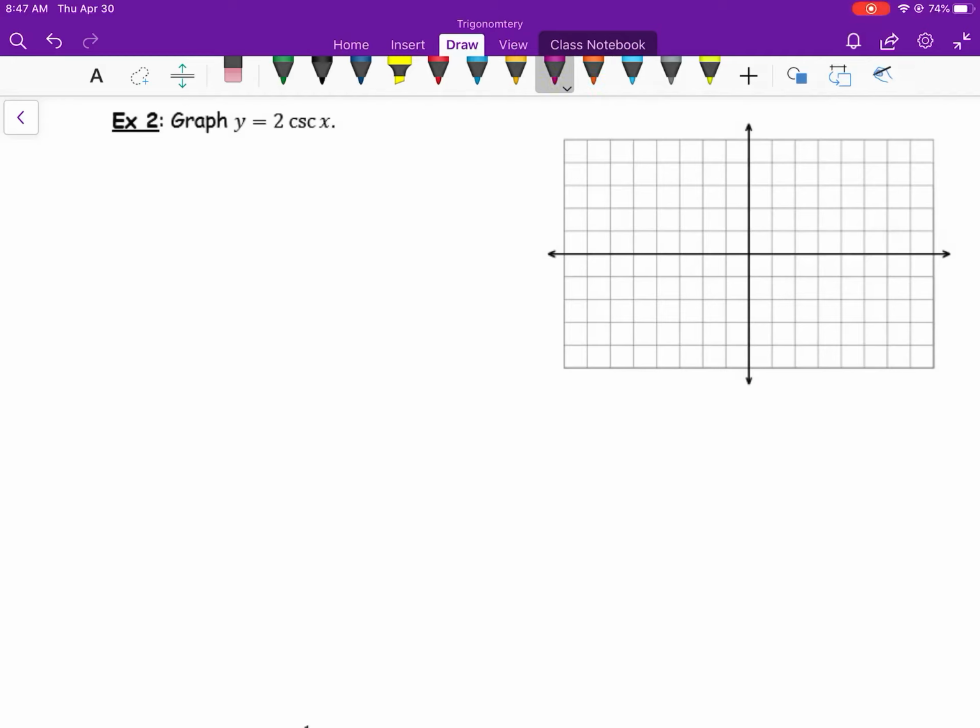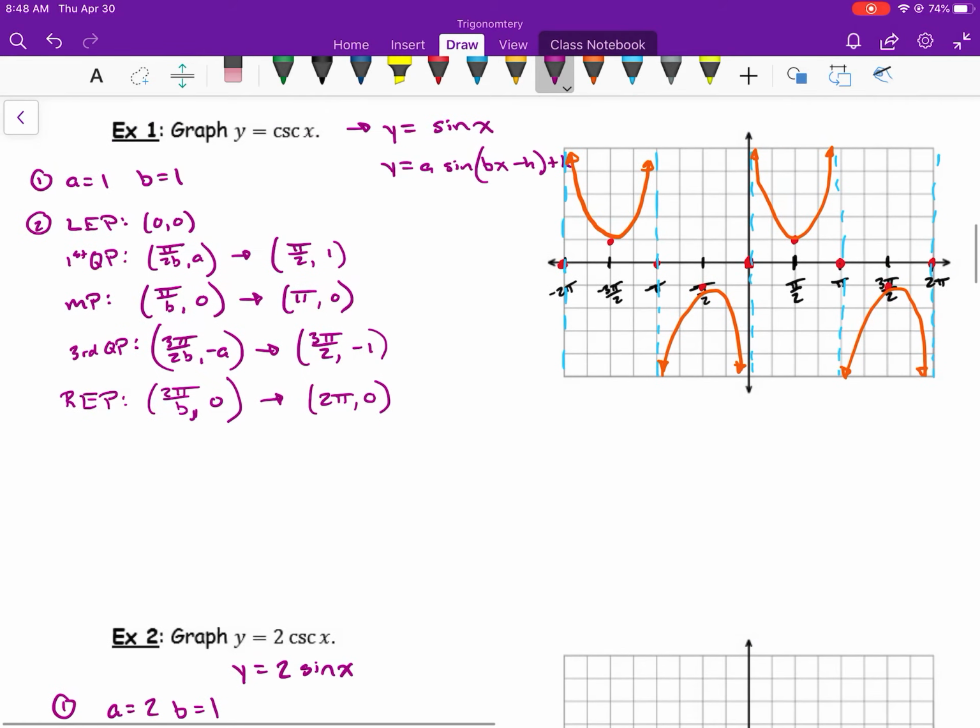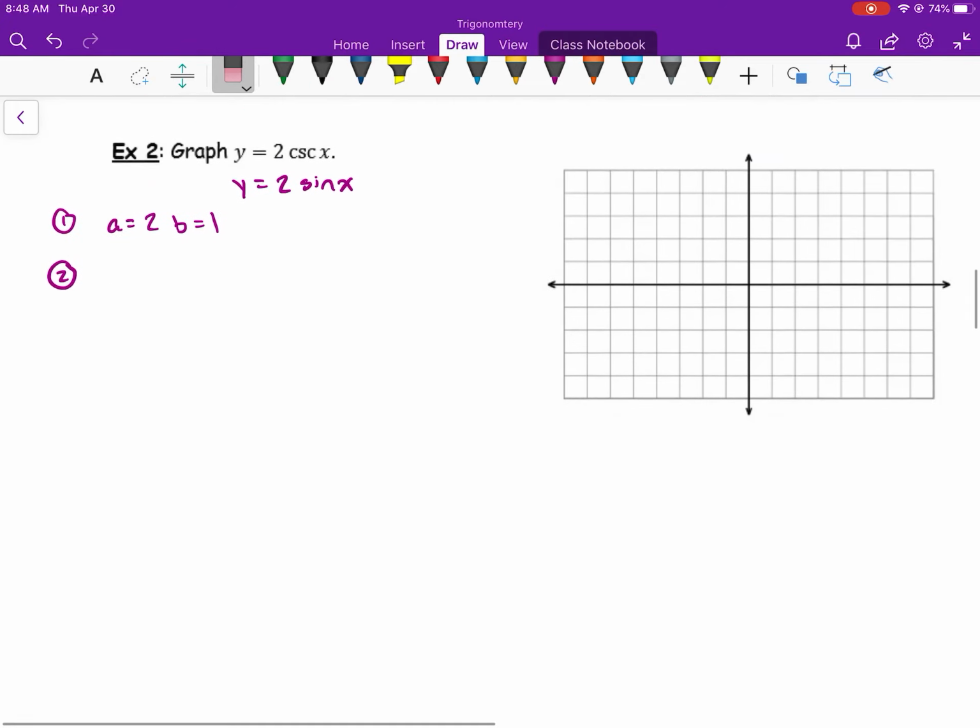Alright, so our next one, we're going to graph y equals 2 sine of x. A equals 2. B equals 1. I put the general formula at the top here. I'm not going to write it again because it gets tedious, so I have it up in front of me on my screen at home. I'm just going to plug in the values of A and B as I go.